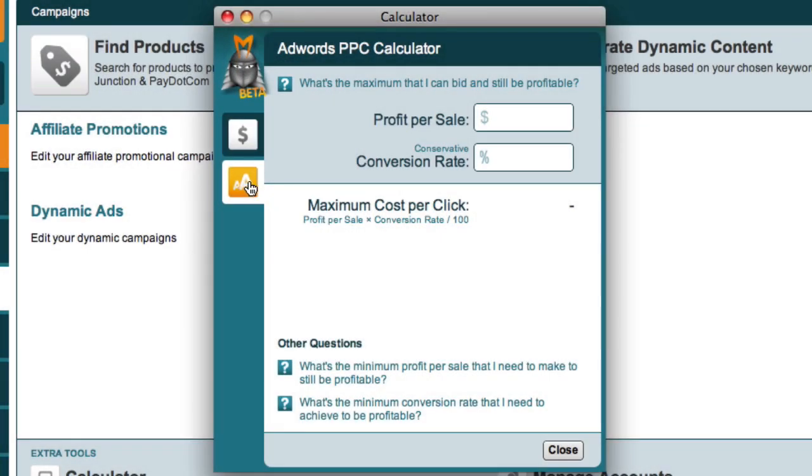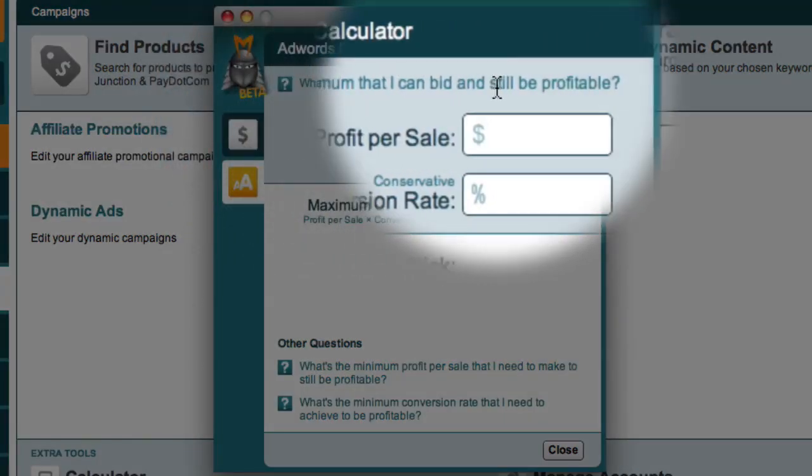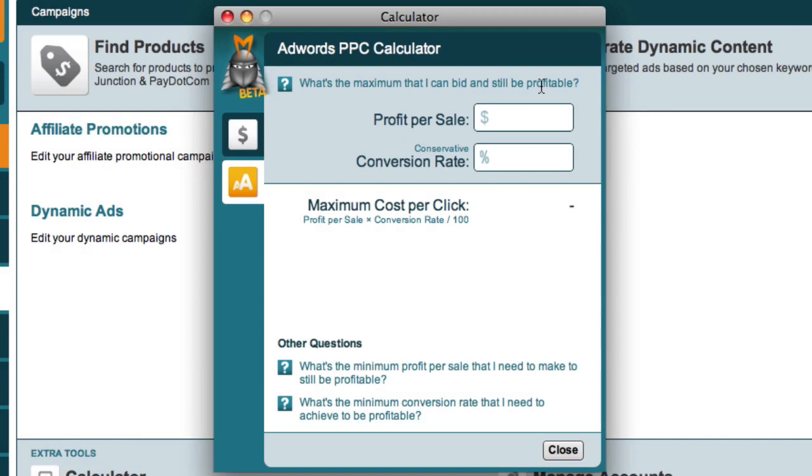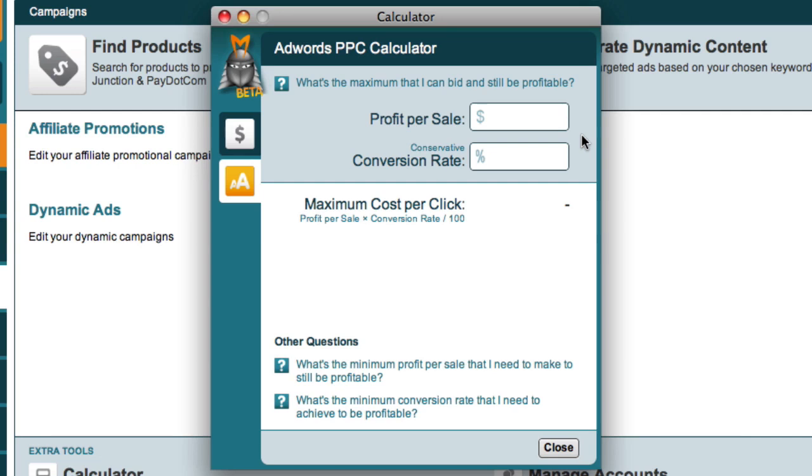Now remember, the first question we're trying to answer here is, what's the maximum that I can bid and still be profitable? So let's take a look at an example. Here's a product from ClickBank that helps people to deal with panic attacks. When I found this product using the monetization module in Market Samurai, the earnings per sale was $43.13. This means for every affiliate sale I make, my commission is $43.13.